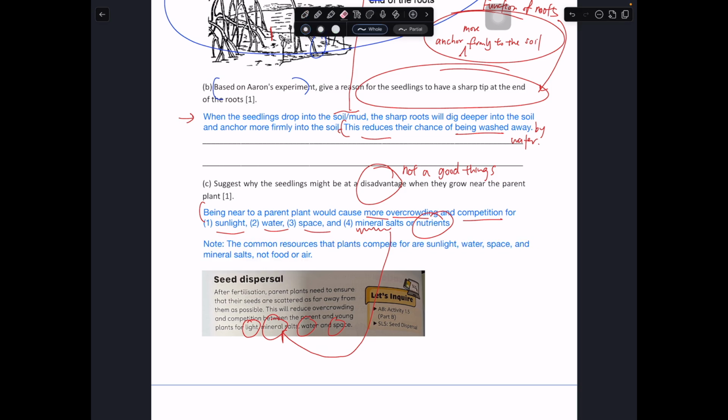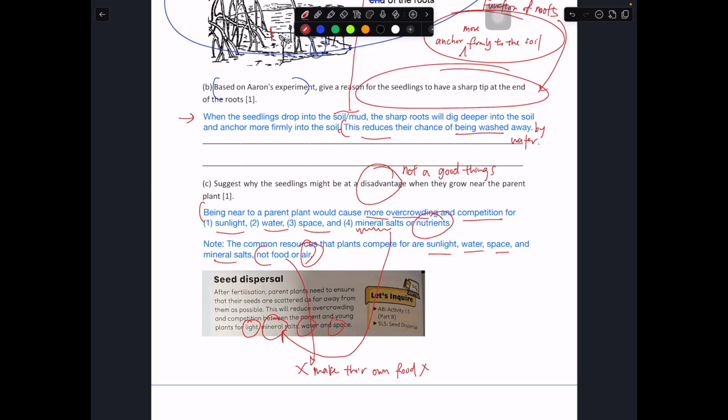So the common resources will always be sunlight, water, space, and mineral salts. Not food and air. They don't compete for food, because they can make their own food. They don't compete for air, because air is always in the surrounding. Even if they are very, very close to each other, they don't compete for air at all. They can take it in through their stomata.